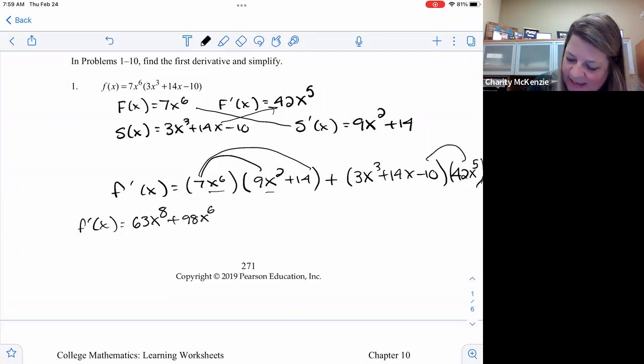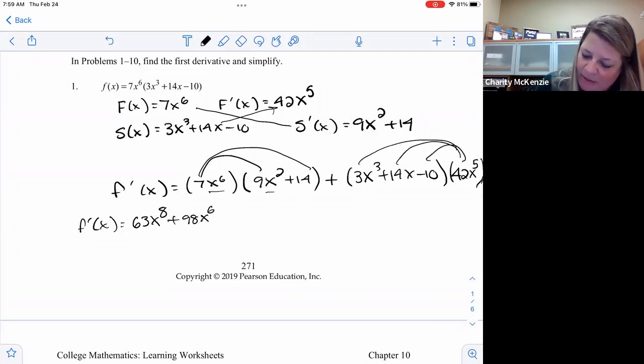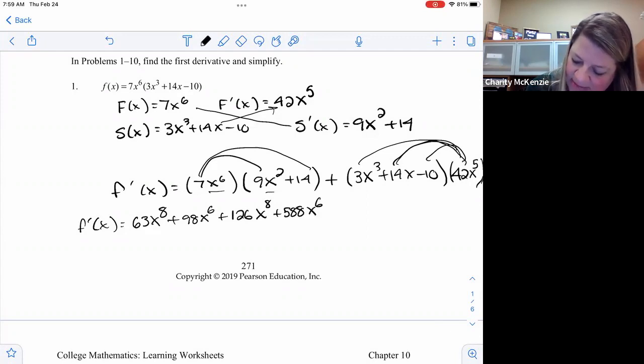All right, then over here, I've got to times this by all 3. So plus 42 times 3 is 126. X to the 5, 6, 7, 8. And then 42 times 14 is 588. Positive, right? Yep. X to the 6th. And then 42, it's a minus. 42 times a negative 10 is 420. And then x to the 5th.